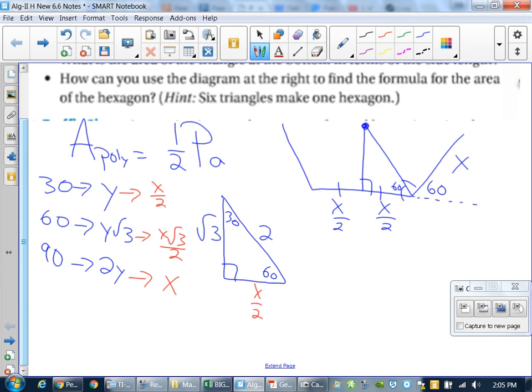In a regular hexagon, you might have recalled this from last year, the 6 triangles that are formed are all equilateral with side lengths of x.